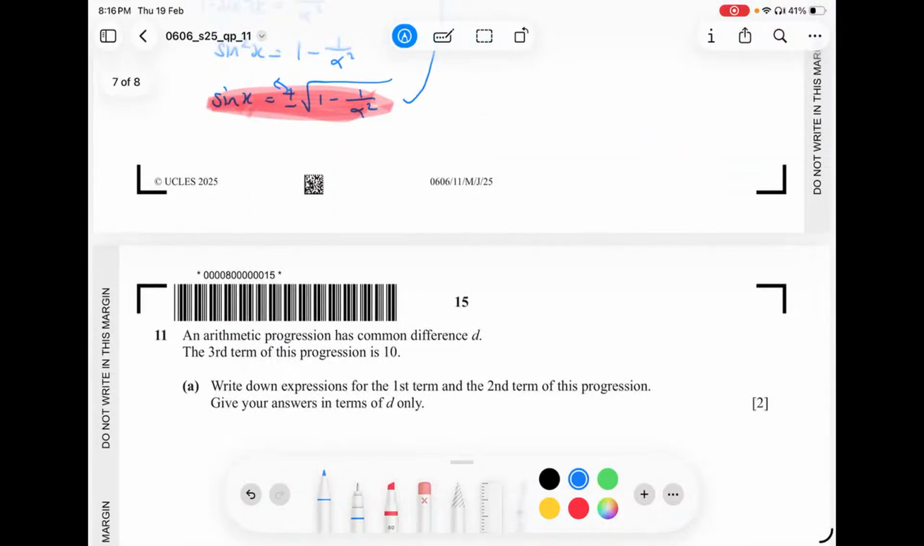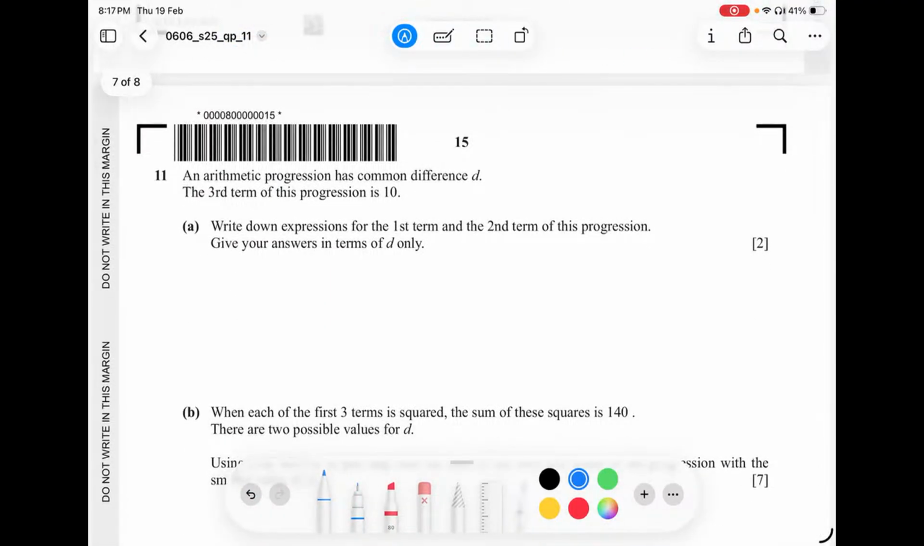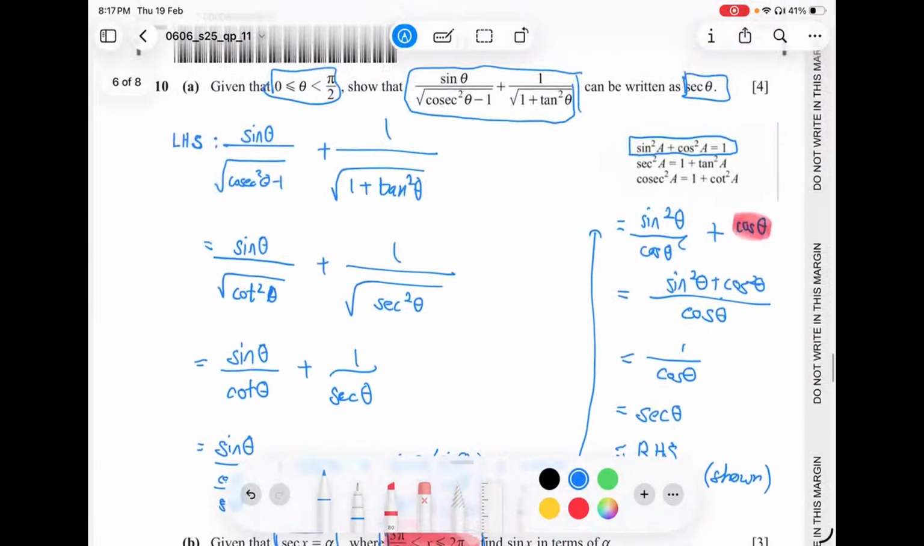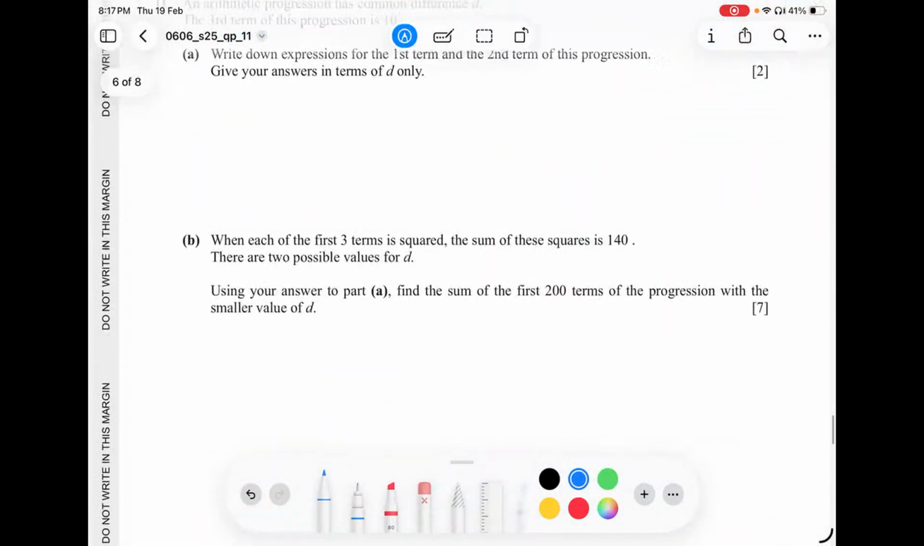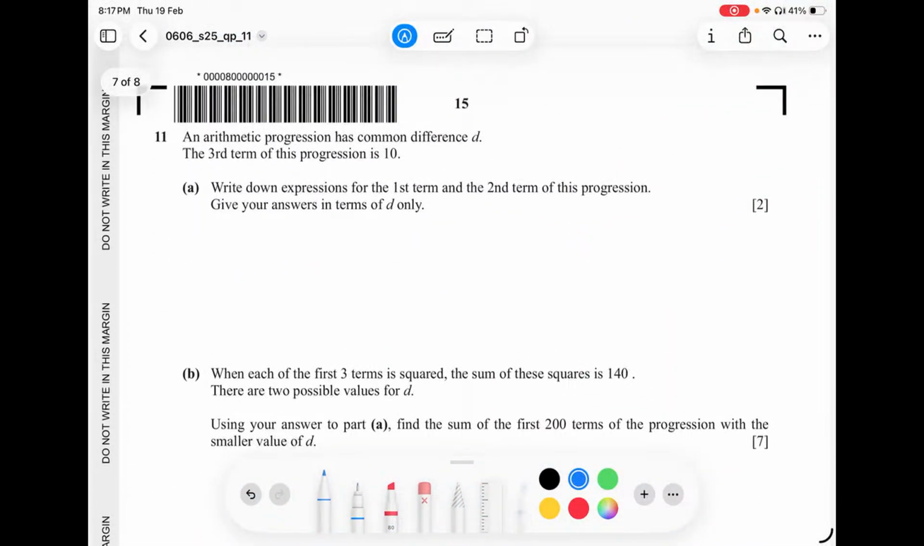Okay, now let's move on to question 11. Hope you understood how to perform these trigonometric functions. Now question 11 is about series. An arithmetic progression has a common difference d. The third term of this progression is 10. So you now know that T3 is going to be 10. Write down the expressions for the first term and the second term in terms of d only.